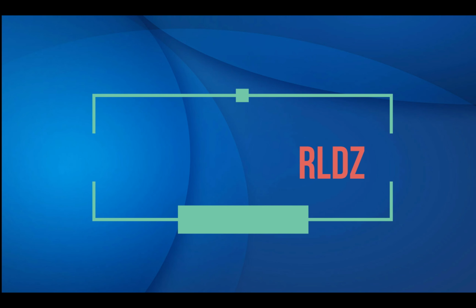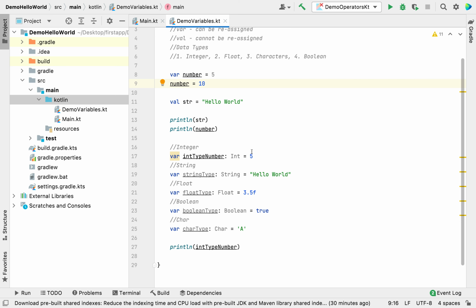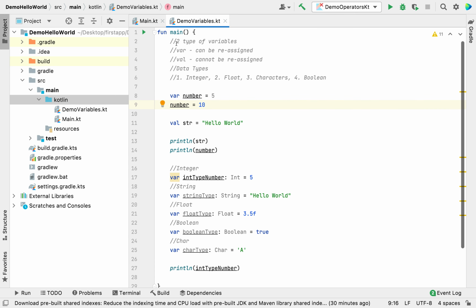In today's video I'm going to show you the operators. So I'll show you arithmetic, relational, increment, and decrement operators in the video. In my last video you learned about var and val, the difference between var and val, and I showed you the data types in Kotlin. So now I hope you are aware of it.